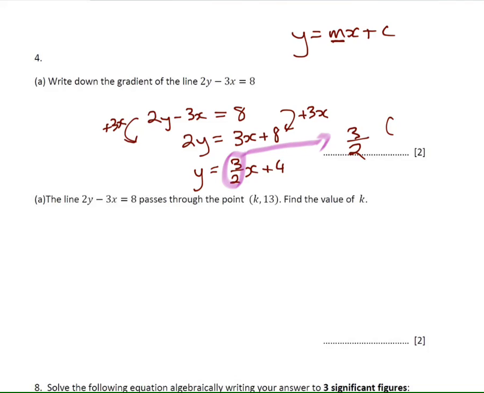If you got this incorrect, it's because you didn't rearrange. You must rearrange. You can't say the gradient is minus 3. That is not the gradient. Also, you can't write the gradient is 3 over 2x. The gradient is just a number, 3 over 2.